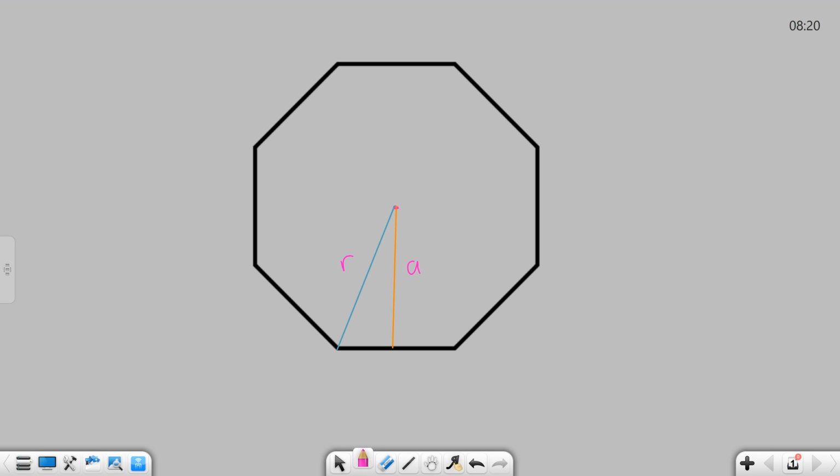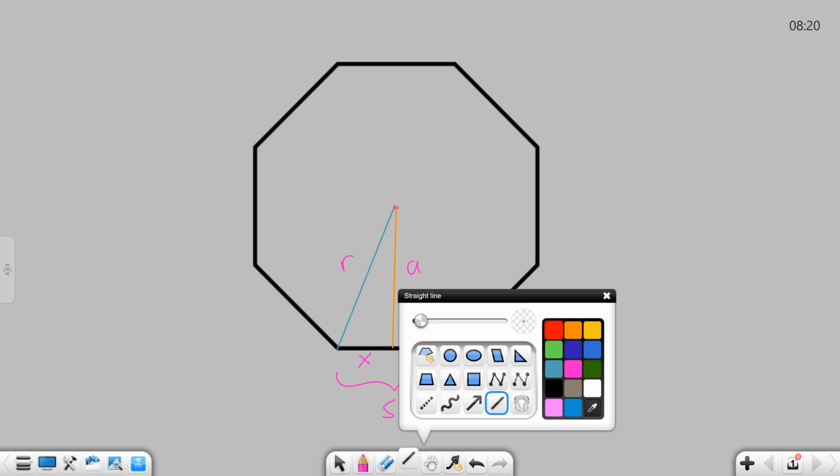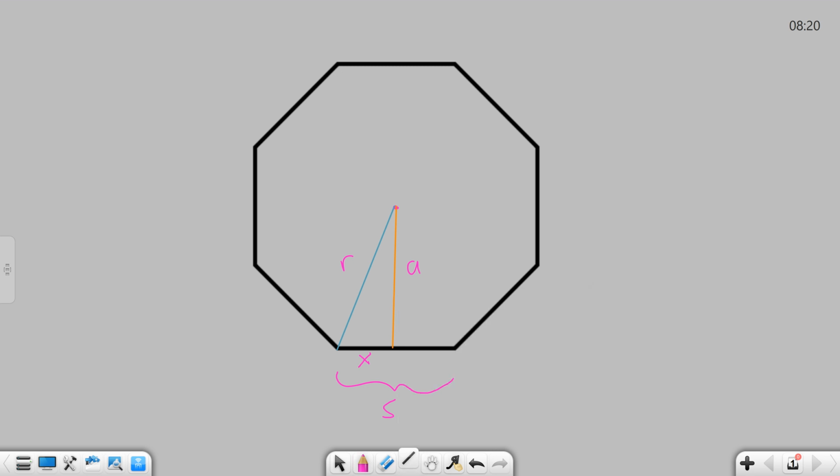Then we're going to call this side length S, because that's the standard in regular polygons. And then the last thing is we're going to call this little guy x. Okay. So now we're all standardized. Whenever we want to find one of those distances, we can use that notation, and we are good to go. Any problems so far? No. Good.